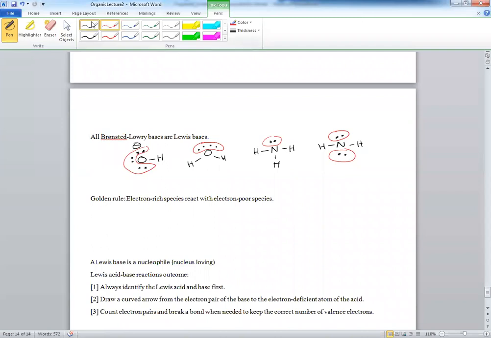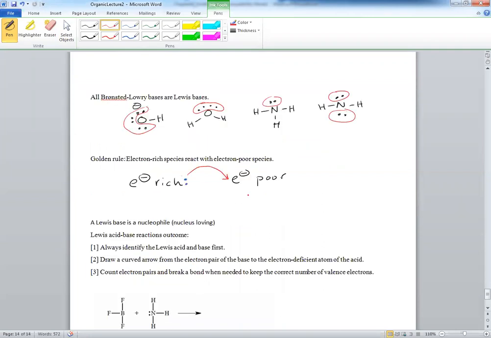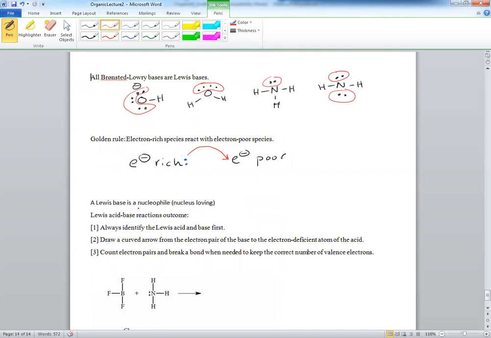So the golden rule here is that electron-rich species react with electron poor. So you have the electron-rich, and you have the electron poor, it's always this way. From the electron-rich, and let's actually put the 2 dots here, you have a pair of electrons, they go this way. This is a very important part to remember. And we call this a nucleophile.